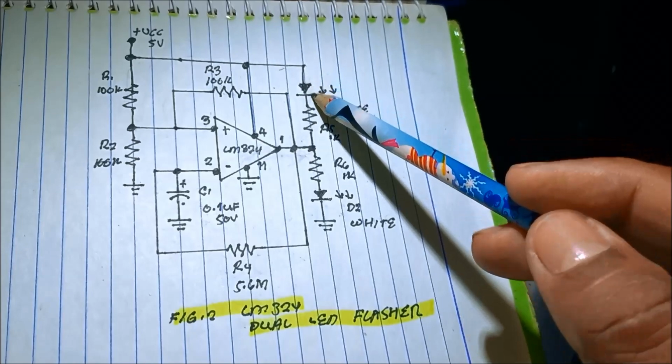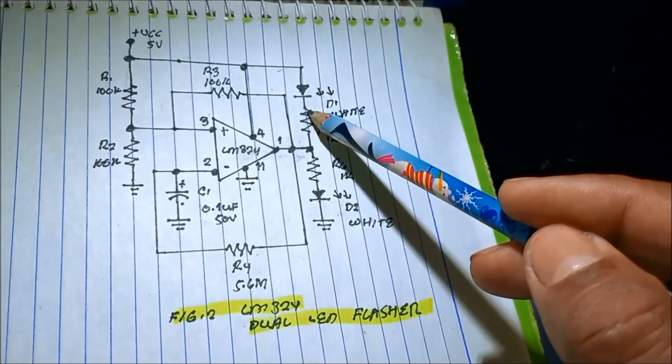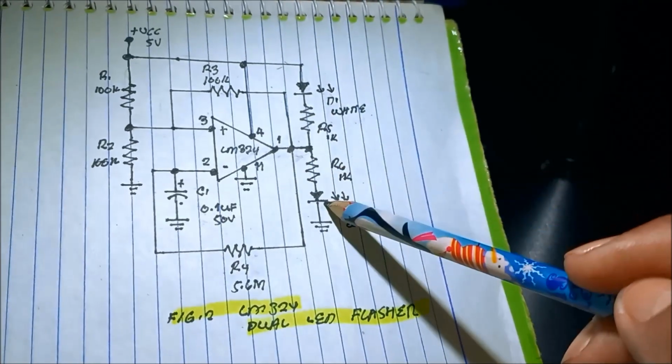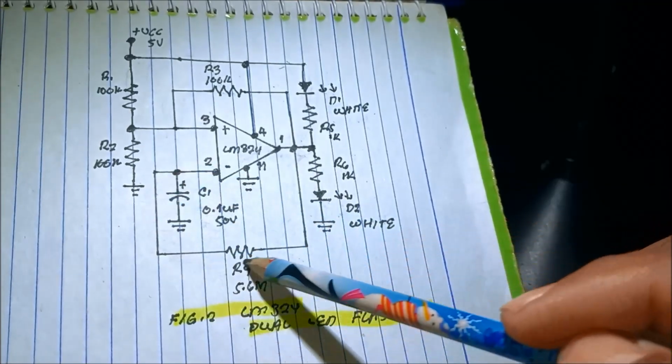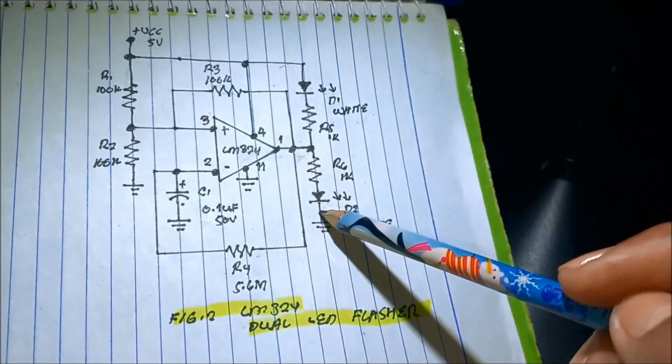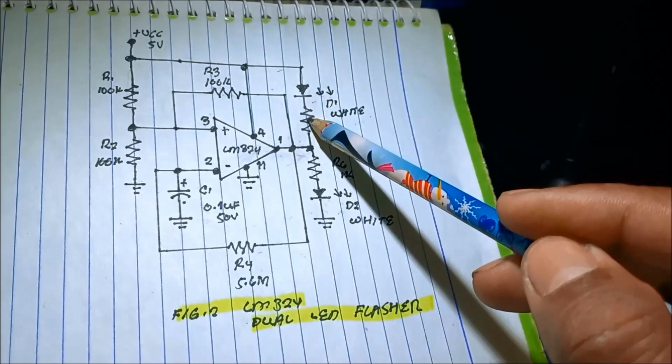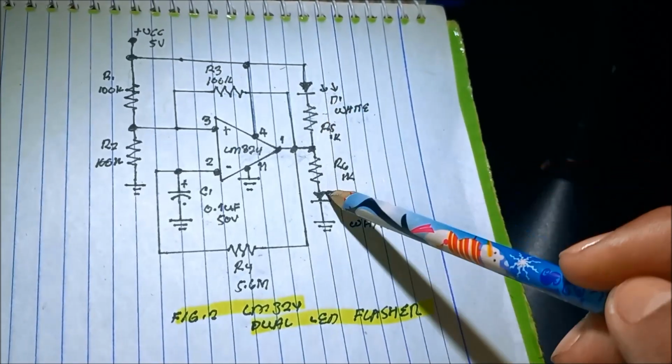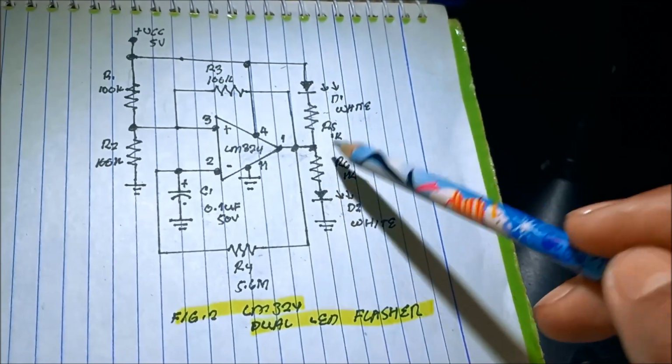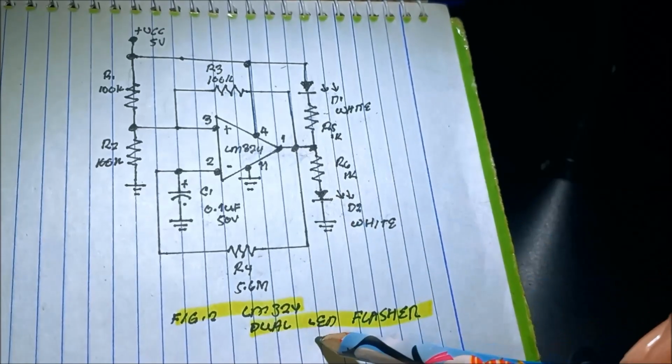While during the charging again, it will turn on this one and turn off the other. While during the discharging, it will turn on this LED and turn off this LED. So they blink alternately. That's why we have this dual LED flasher.